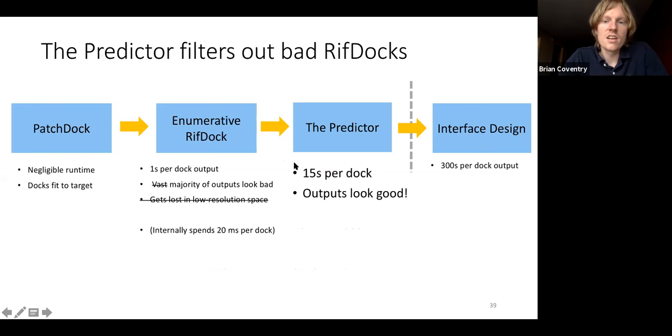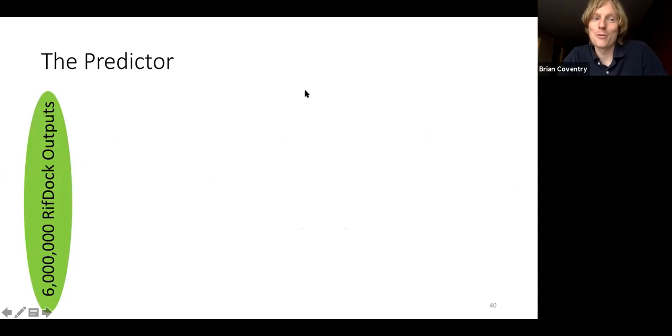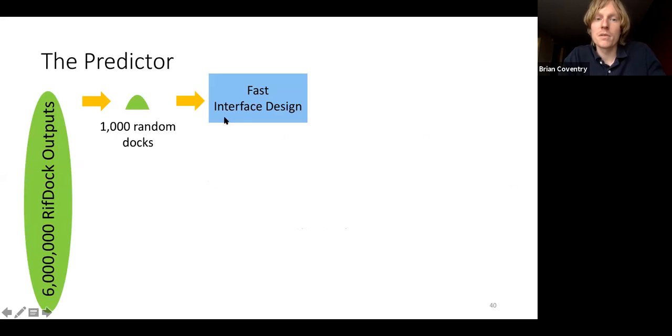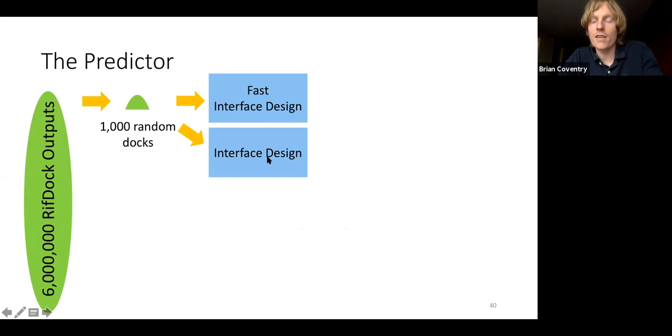And so that's where we bring in this thing I call the predictor, which unfortunately it's getting published under the name the predictor, which I kind of regret. But anyways, this thing takes 15 seconds and it can filter your RiffDoc output such that they look good. And I have a slide on this from my dissertation, so we'll show that real quick. So the way this works is you've got your RiffDoc outputs. You take a small pilot study of them and you subject them to a fast interface design as well as the real thing. So this is the slow one. This is some fast new thing I invented here.